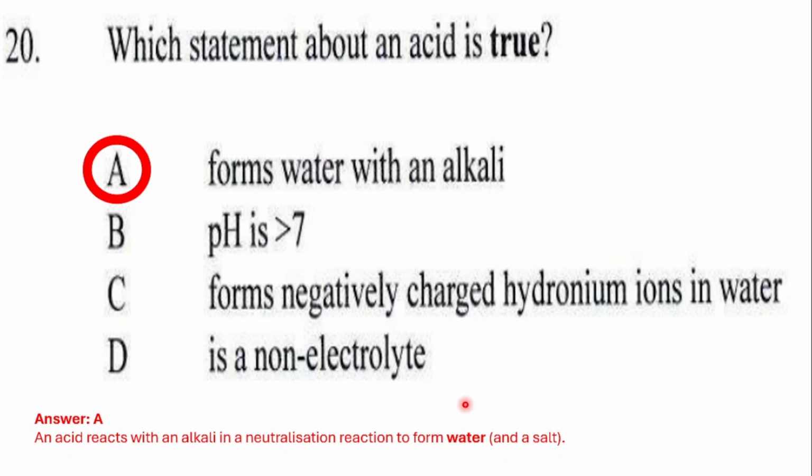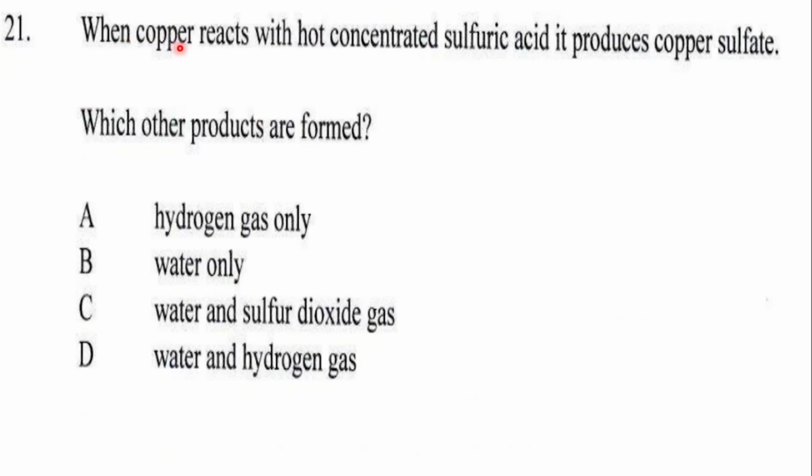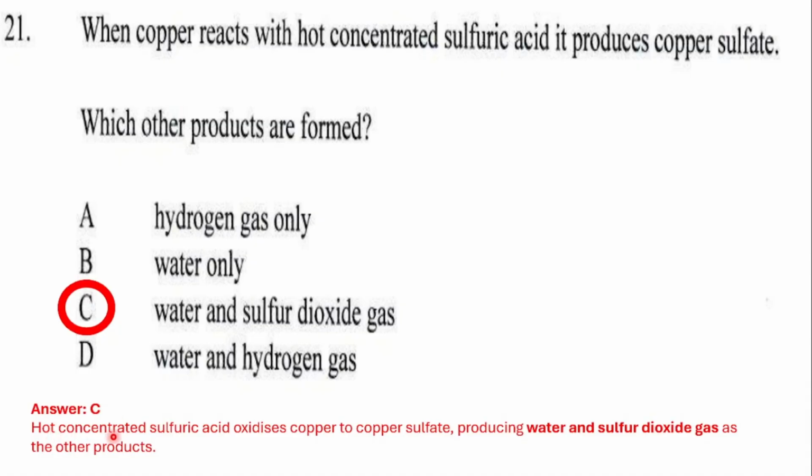Okay, let's move on to question number 21, and it says, when copper reacts with hot concentrated sulfuric acid, it produces copper sulfate. Which other products are formed? Hydrogen gas only, water and sulfur dioxide gas, or D, water and hydrogen gas? But the correct answer is definitely going to be C, water and sulfur dioxide gas, because hot concentrated sulfuric acid oxidizes copper to copper sulfate, producing water and sulfur dioxide gas as the other products. So the correct answer is definitely going to be water and sulfur dioxide gas.